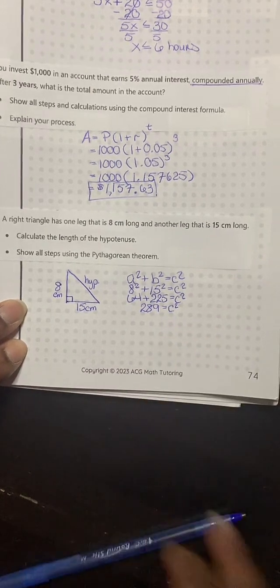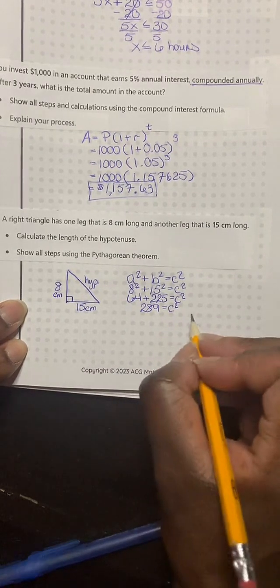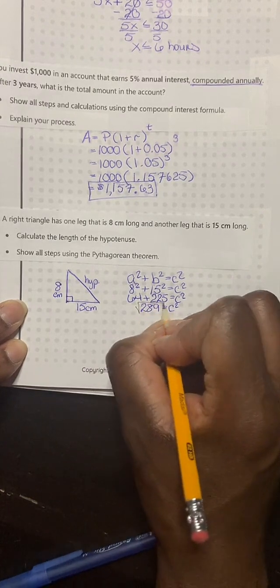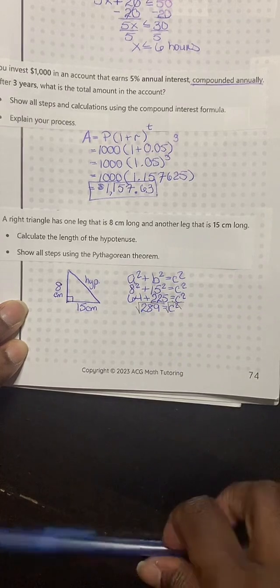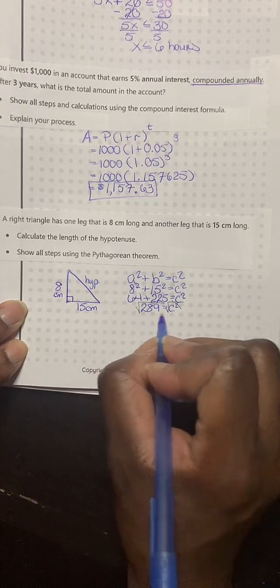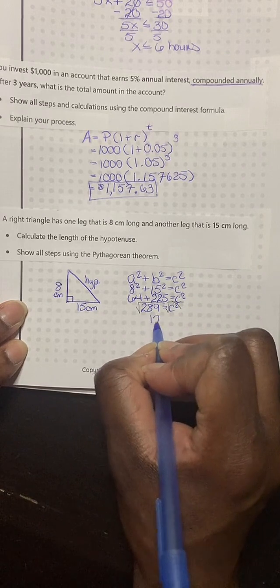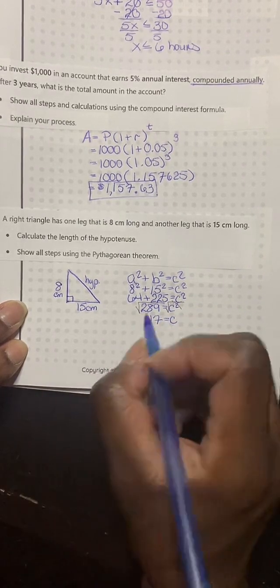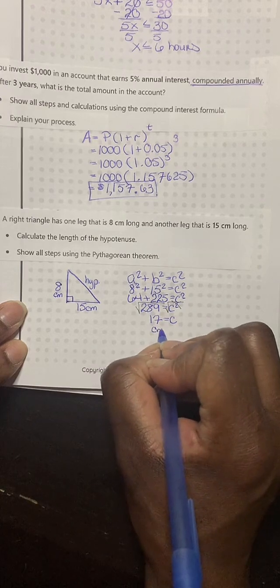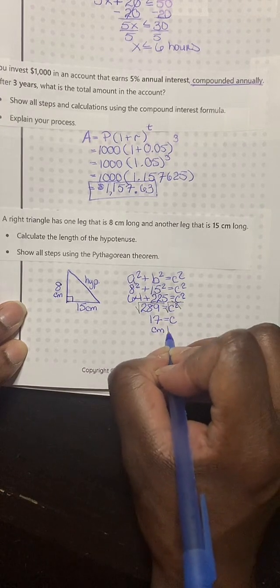And in order for us to get rid of the square, I have to do the inverse, which is square root. And the square root of 289 gives us our 17. So that means the hypotenuse is 17 centimeters long.